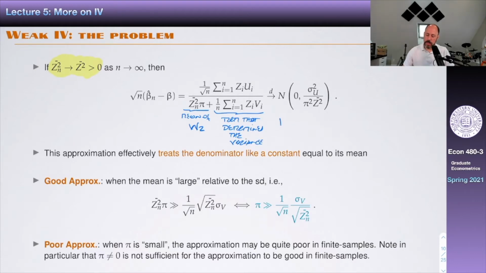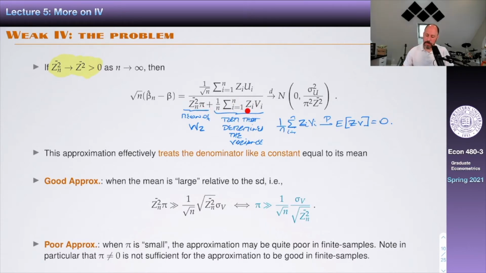And so we know that 1 over n, the sum from 1 to n of z_i b_i, converges in probability to the expectation of zb, which happens to be 0 under the assumptions that we had. So what this limiting normal argument is doing is effectively treating the denominator like a constant. It keeps the first part, the mean, as a constant, and treats the part that gives you variability, that makes this denominator random, as 0.